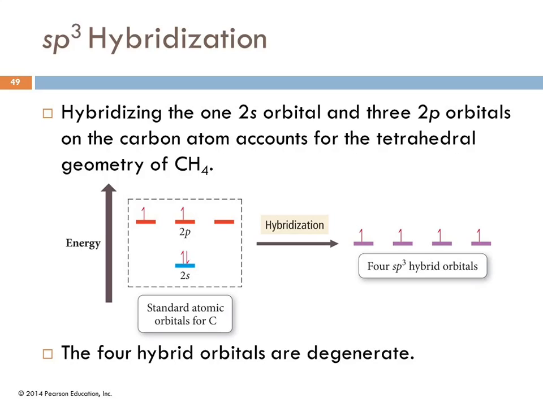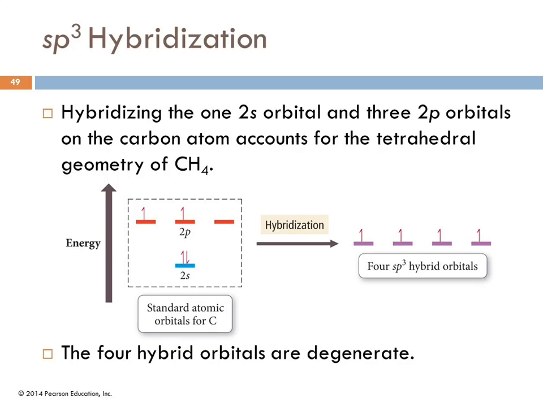So let's look at methane. Methane is CH4. So here are the standard atomic orbitals for carbon. The 2s orbital is lower in energy than the 2p orbitals, and so when it fills, we put 2 electrons in the 2s orbital and 1 each in the 2p orbitals.